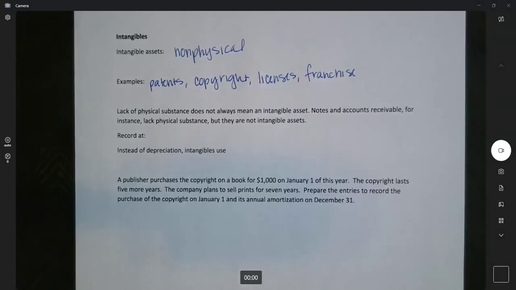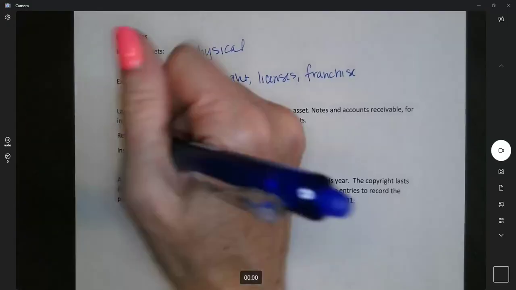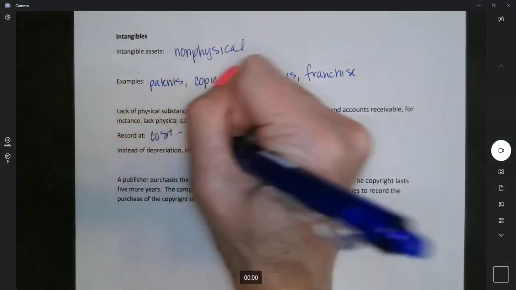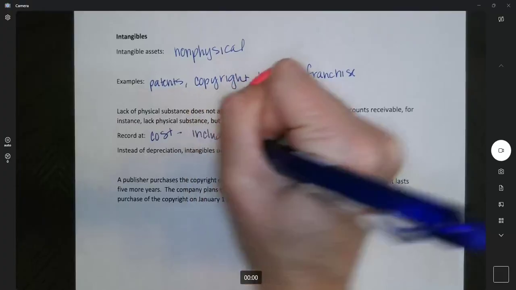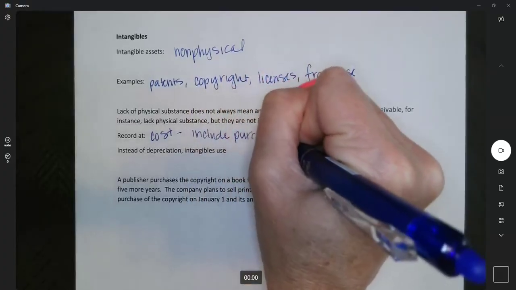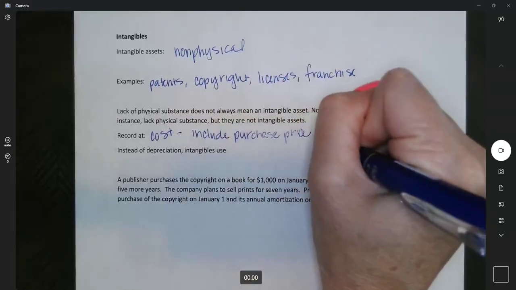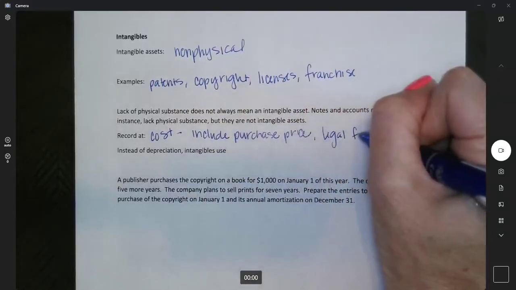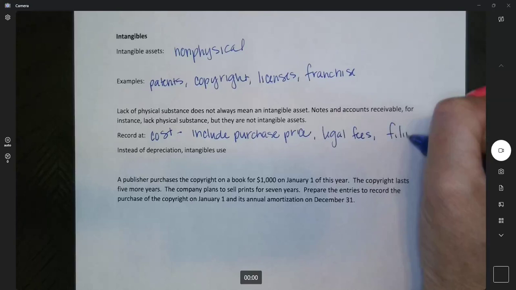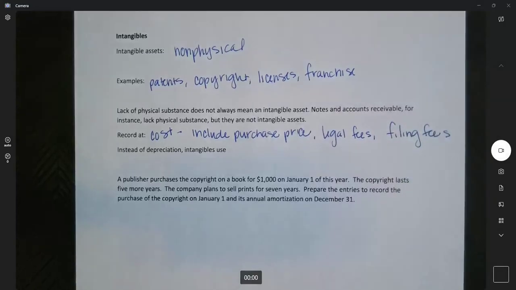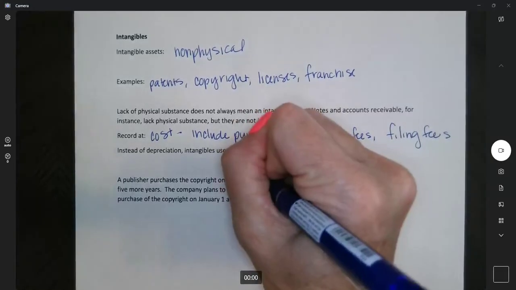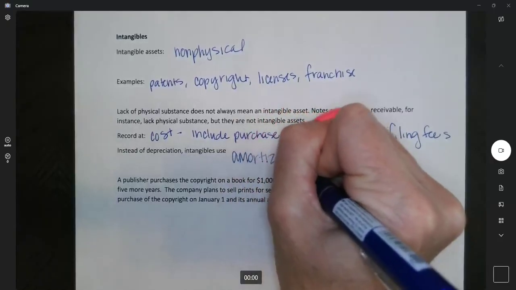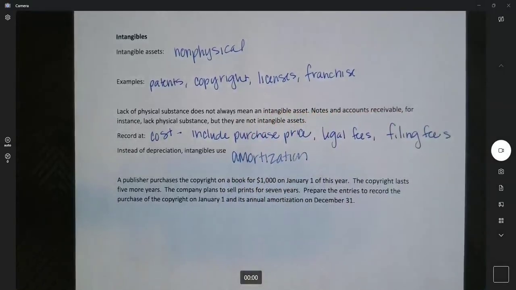Lack of physical substance does not always mean an intangible asset. Notes and accounts receivable, for example, lack physical substance, but they are not intangible assets. We are going to record these at cost. This is going to include purchase price, legal fees, and filing fees. Instead of depreciation, we're going to use amortization. And we're going to look at some examples with that one.